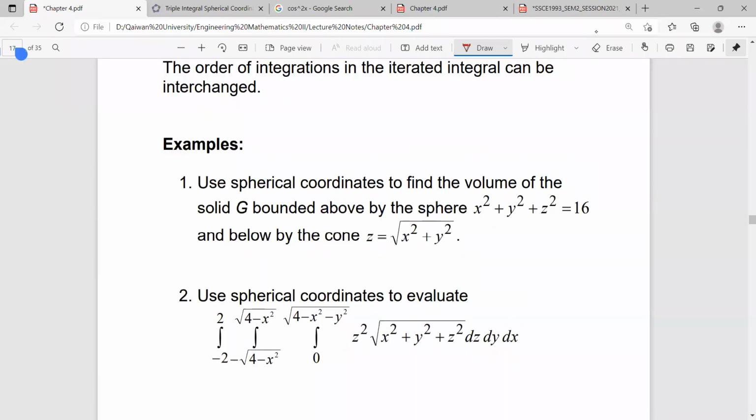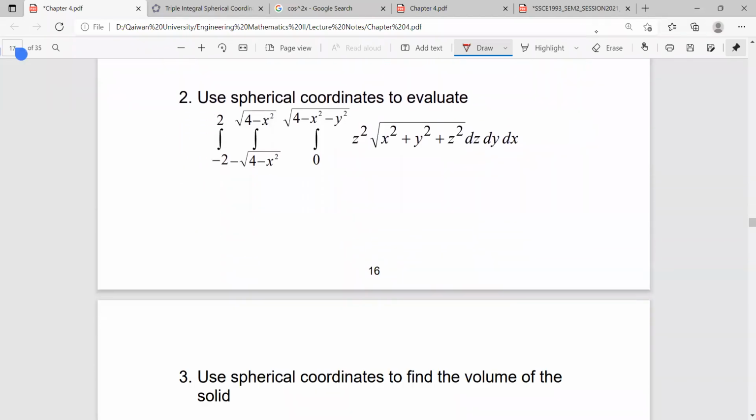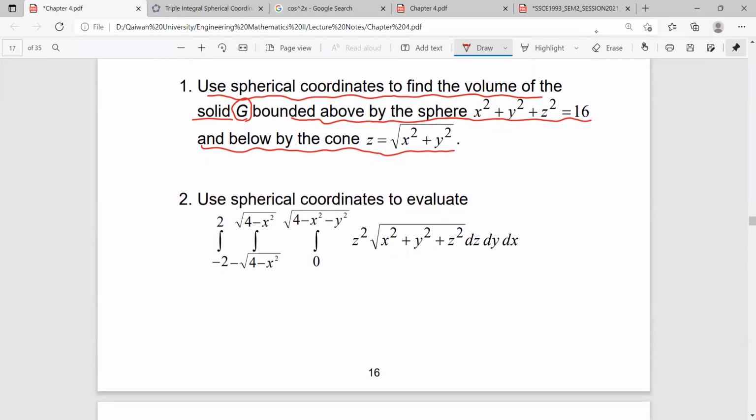We now have some examples about using the spherical coordinates. Here, the first one says, use the spherical coordinates to find the volume of the solid G, bound above by this sphere and bound below by this cone.